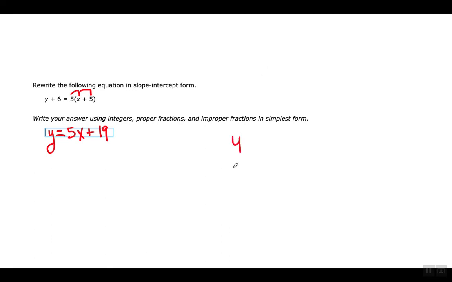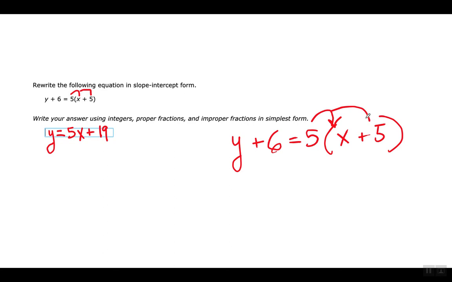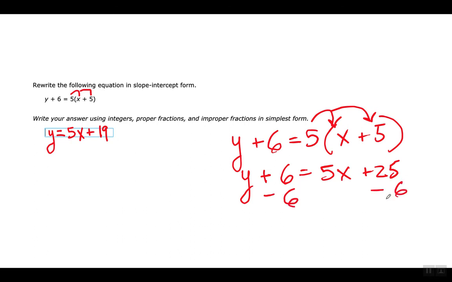All right, for everybody that did not follow that, here's if I write it all out, here's what you would have. Si lo escribo, esto es lo que me da. All right, so I multiply 5 times everything inside the parentheses, which is going to give me 5x plus 25. Now I'm going to subtract 6 from both sides. So that's going to give me y equals 5x plus 19, which is my answer, all right?